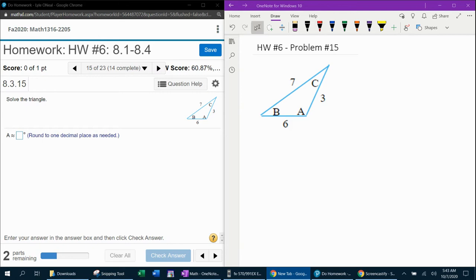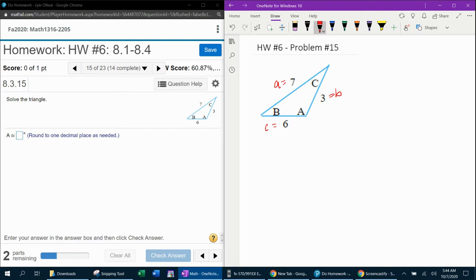Here we can see that we're given side A, side B, and side C. We don't have any of the angles given. So we're going to have to find all three angles. And it doesn't really matter which one you find first. What does matter is that you cannot use the law of sines. You have to be given at least one angle to use the law of sines. Therefore, we're going to have to use the law of cosines.